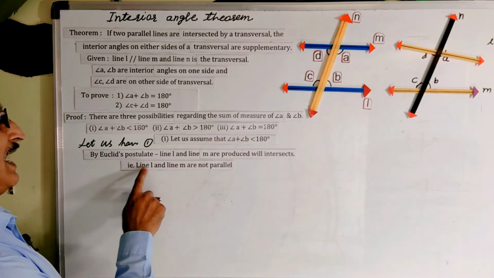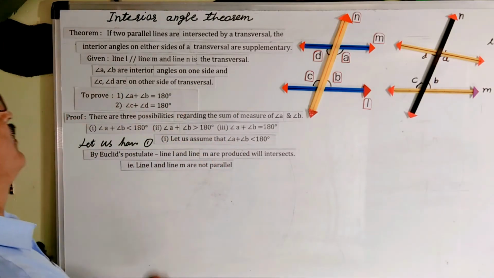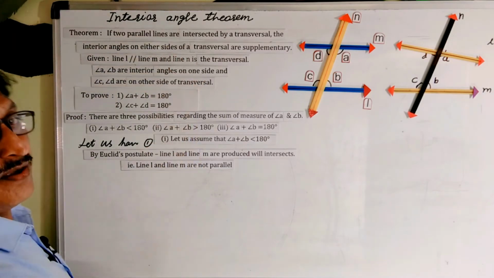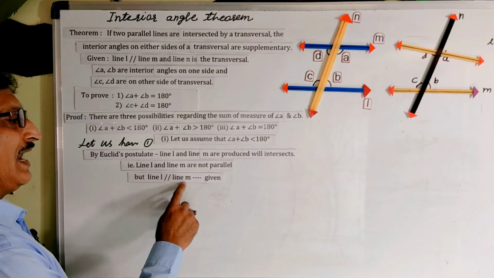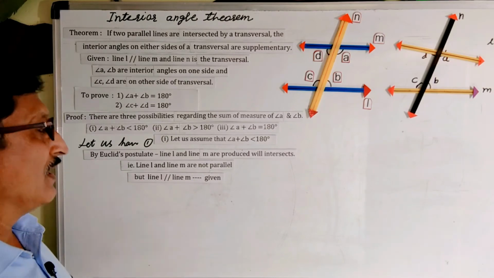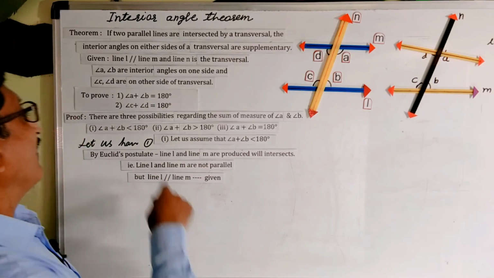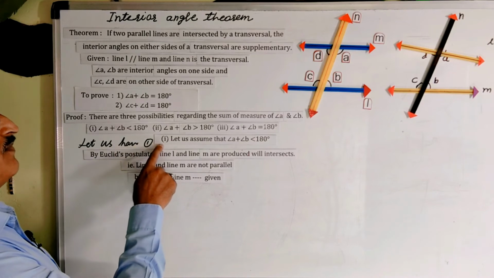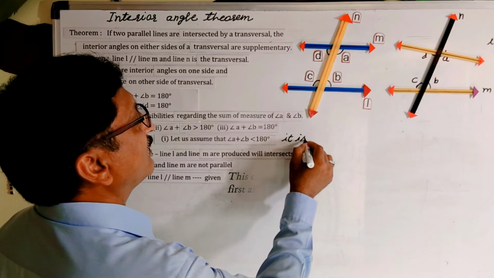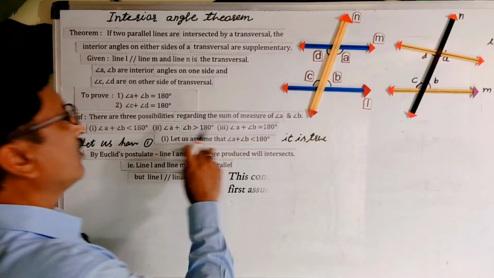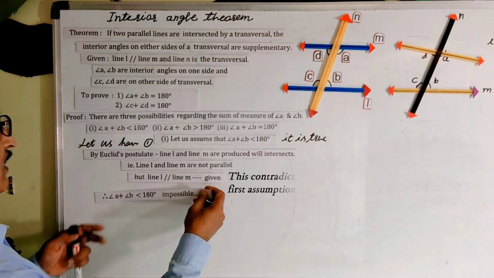Therefore, we can write that line L and line M are not parallel. But what is given in our statement? Two lines, that means line L and line M, are parallel. It is given, but what we have got here is that these two lines are not parallel, and hence whatever assumption or possibility we took first, that statement is not possible.